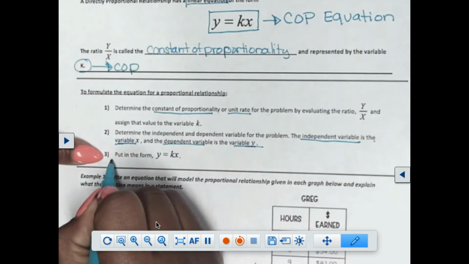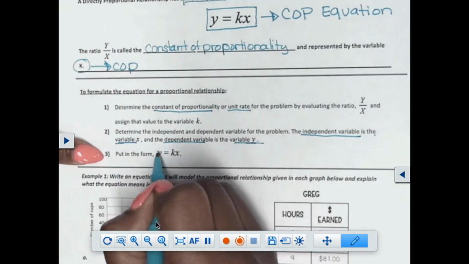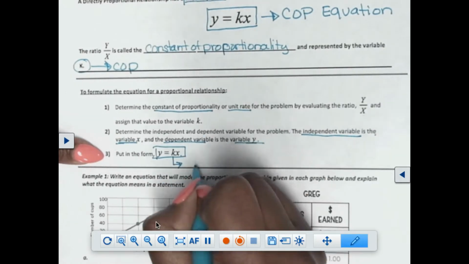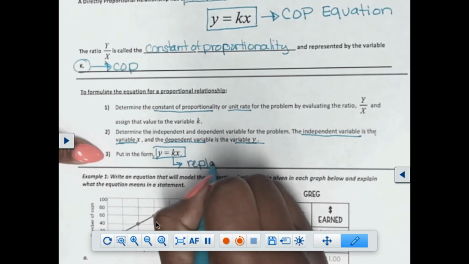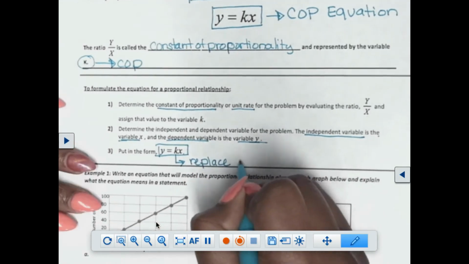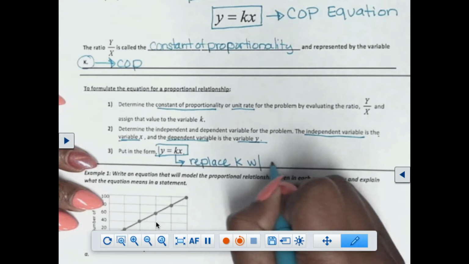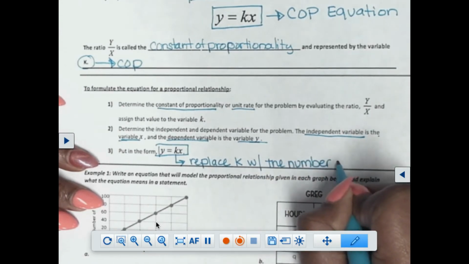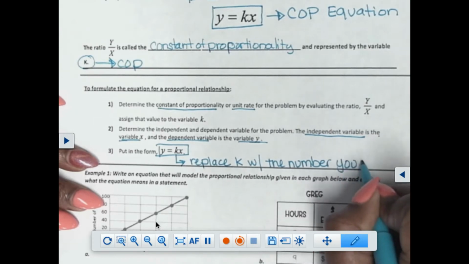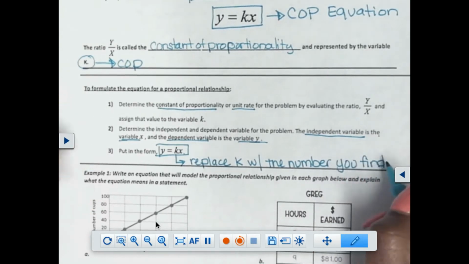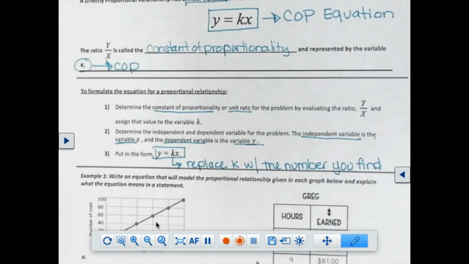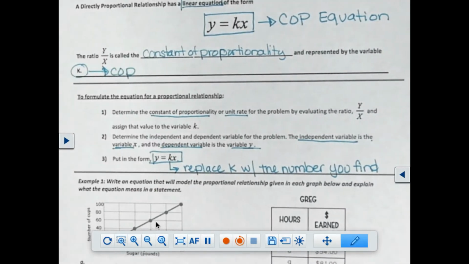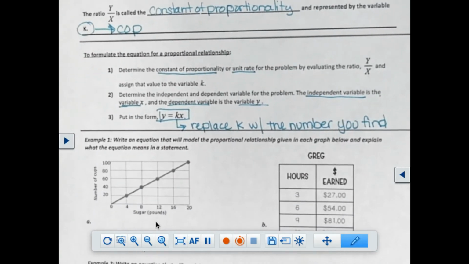And then you put it in the y equals kx form, okay, where all you do is simply replace k with the number you find. And what I mean by that is, after you do the work and you find what k is, you just replace it. You take the k out and you simply replace it. Okay, so let's take a look at some examples.